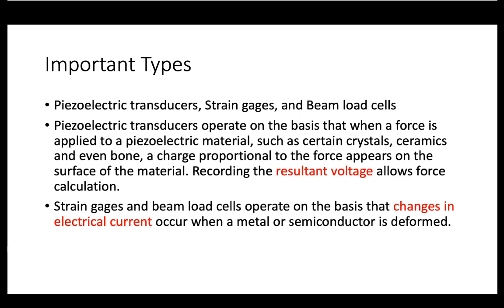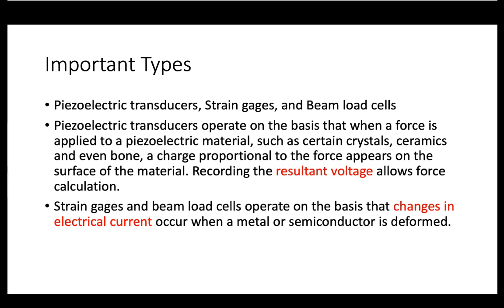In the next slide, I have given some points regarding types. On the basis of construction, there are three kinds of force transducers: first, piezoelectric transducers; second, strain gauges; and third, beam load cells. Piezoelectric transducers operate on the basis that when a force is applied, certain crystals, mainly ceramics or even bone material, develop a charge proportional to the force on the surface of the material. Recording the resultant voltage allows force calculation. Simply put, whenever force is applied, the crystal material gets deformed, you get a change in voltage, and that gets recorded and helps you calculate force.